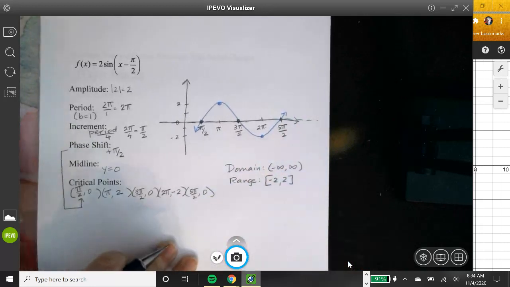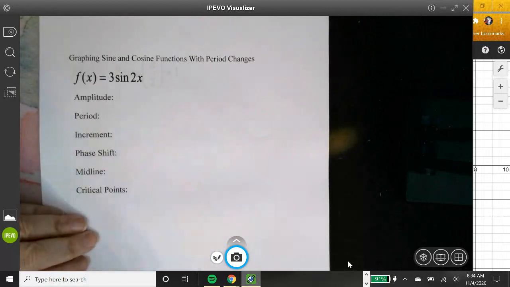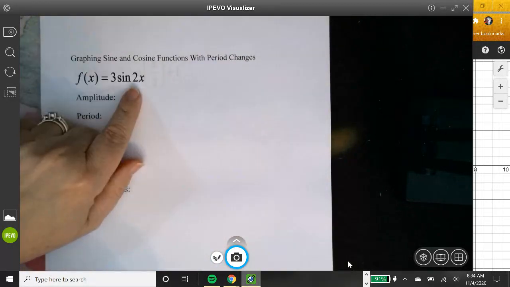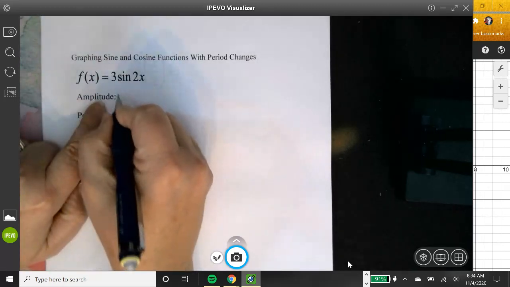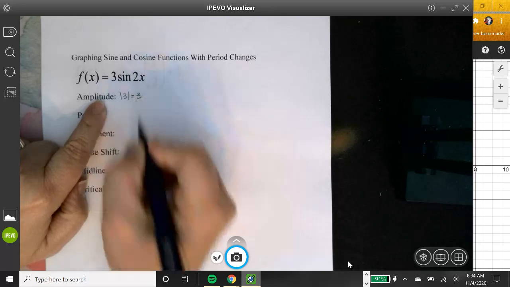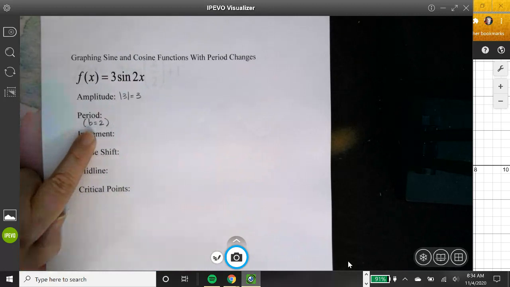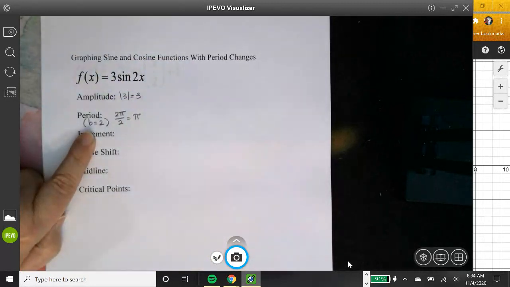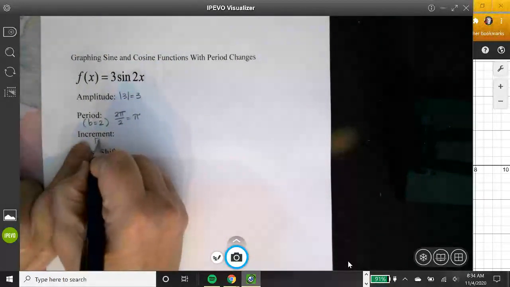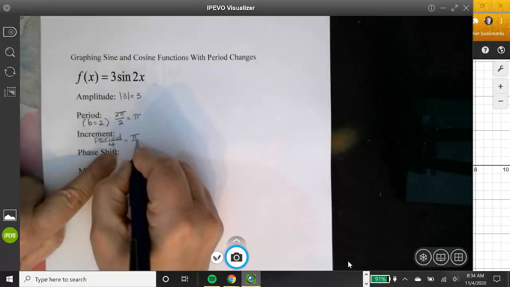Okay, let's do another one. All right, now this one gets a little bit more complicated because now we have a period factor here that's 2, not 1. So let's see what happens. The amplitude here is 3, or the A is 3. So the amplitude is the absolute value of 3, which is 3. The period factor now I have changed is now 2. And the period is going to be 2 pi over 2, which is now just pi. And the increment is going to be still the period over 4, which is equal to pi over 4 in this case.